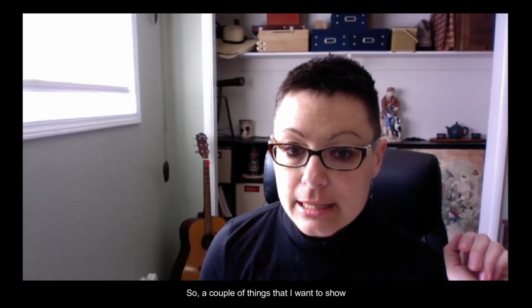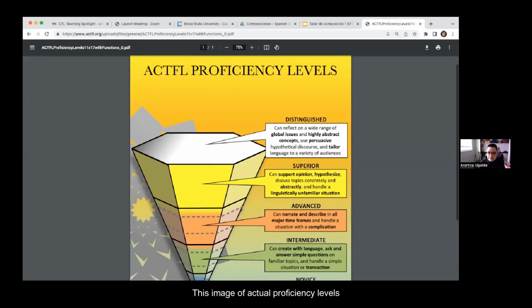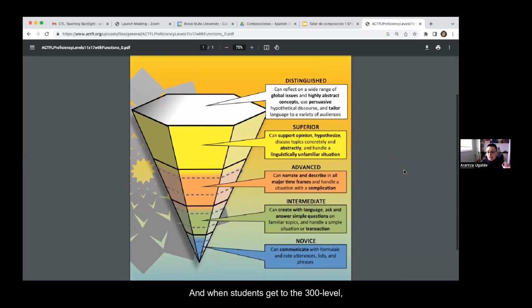So a couple of things that I want to show you is, first I want to show you this image of ACTFL proficiency levels. ACTFL is the American Council for the Teaching of Foreign Languages. And when students get to the 300 level, they are usually in the intermediate level, right? 301 and 302, we're trying to push them up into the advanced so that they can narrate and describe in all major timeframes. Again, use all of that knowledge that they have studied up until the 300 level, speak with it, write with it, and do that successfully.